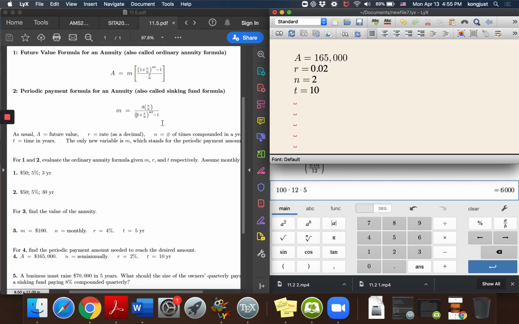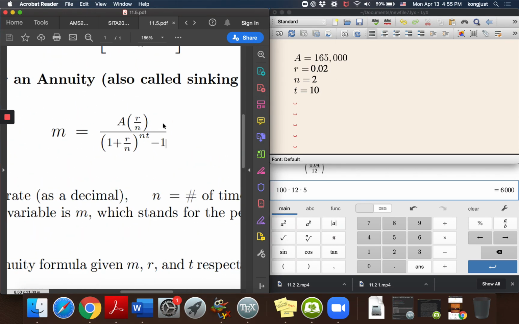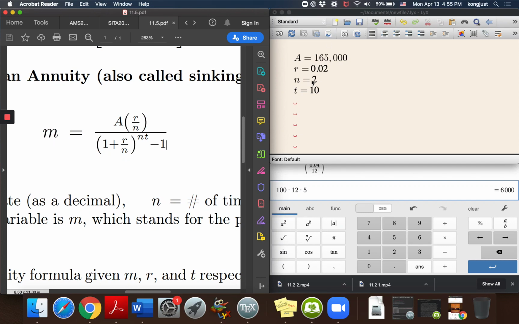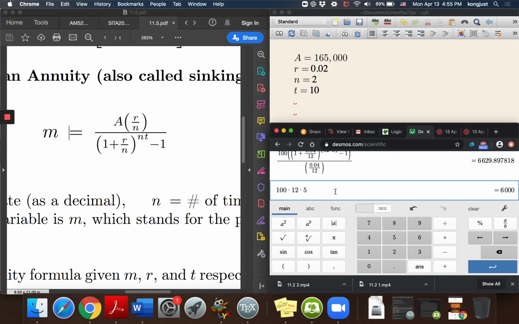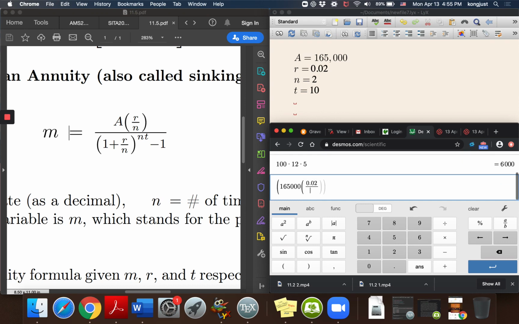Okay, these are all my variables, right? I'm going to plug those guys into this formula because M is the thing that I don't know. If I look at all the things I do know, M is the only one missing, so I must use the one that has M on it. Solving for M. All right, let's plug that thing in. Again, you got to be careful with parentheses here. I'm going to do 165,000. I'm going to do the numerator in its own set of parentheses. So 165,000 times a new set of parentheses, R over N, 0.02 divided by 2 this time. Close that R over N parentheses and close the numerator parentheses and then divide.